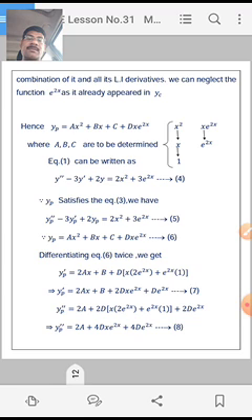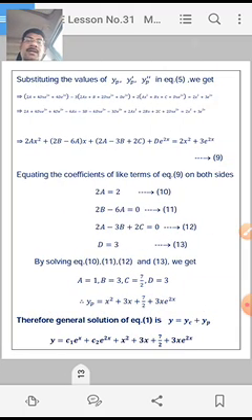Equation 1 can be written as y double dash minus 3y dash plus 2y is equal to x square plus 3 e power 2x. Therefore yp satisfies equation 3. We have yp double dash minus 3 yp dash plus 2 yp is equal to x square plus 3 e power 2x. In this equation we are finding yp double dash and yp dash by differentiating. We are getting three equations. These three equations we have to substitute in equation 4.